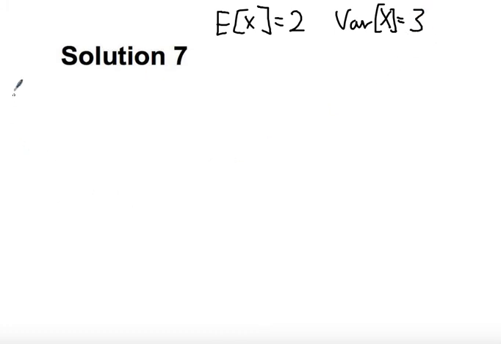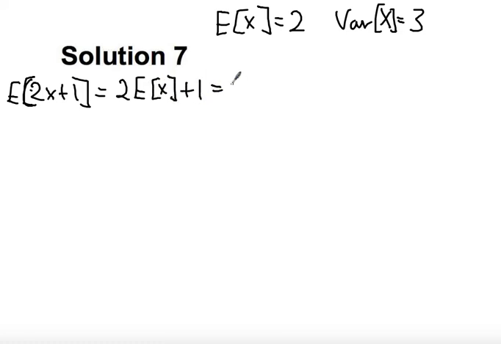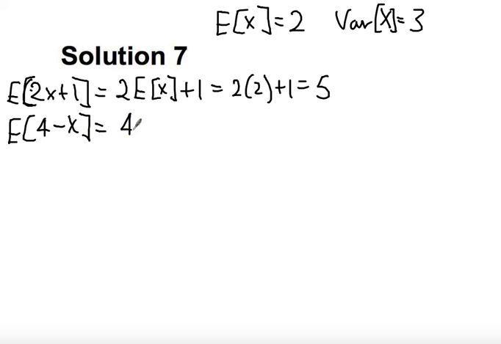Now, if I was to calculate the expectation of 2x plus 1, the way I would do this is I would do 2 times the expectation of x plus 1. So I get 2 lots of 2 plus 1 equal to 5. Similarly, if I wanted to calculate the expectation of 4 minus x, I would simply do 4 minus the expectation of x, which would give me 4 minus 2, and actually it comes out as 2.